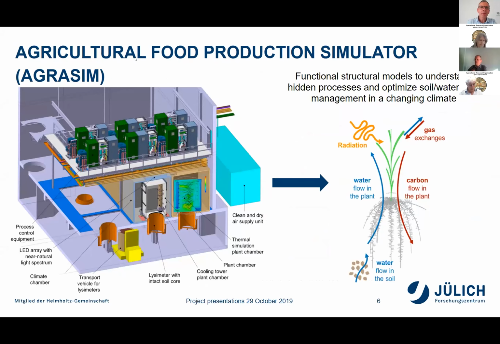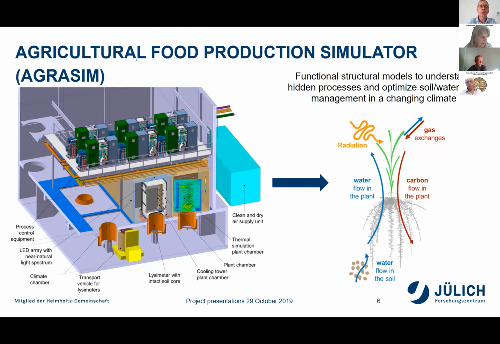On the experimental platforms, we are currently constructing an agricultural food production simulator in which we can monitor under controlled conditions the development of a crop over the entire cropping cycle. This means that we are constructing large plant chambers that are connected to undisturbed lysimeters so that plant growth is not limited or impeded by the limited size of the system.